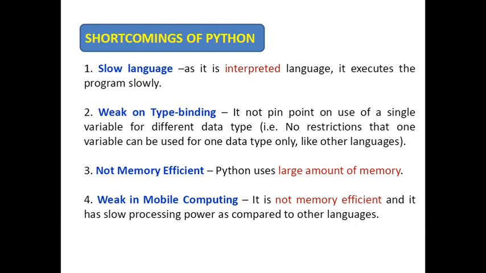Shortcomings: since it is an interpreted language, line by line execution is there. It is a slow programming language. There are no restrictions on type binding. That means one variable can be used for various data types, which is not the case in other languages. It is not memory efficient. It consumes a large amount of memory in a program, and that is why it is not so preferable in mobile computing.